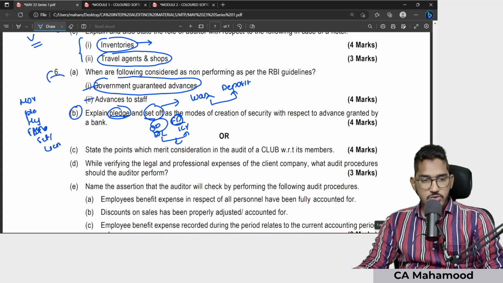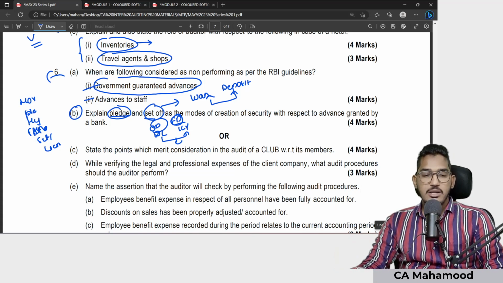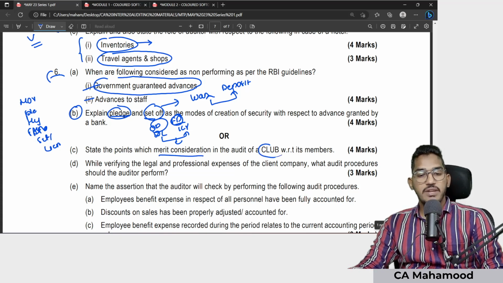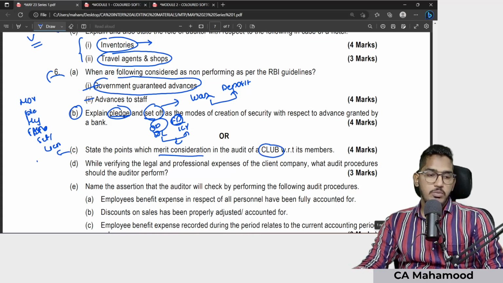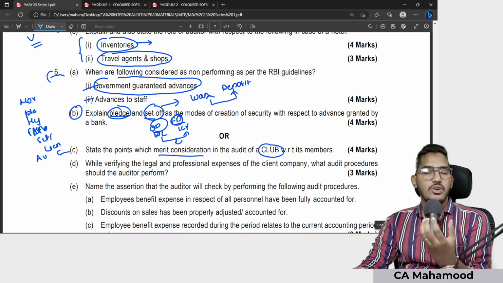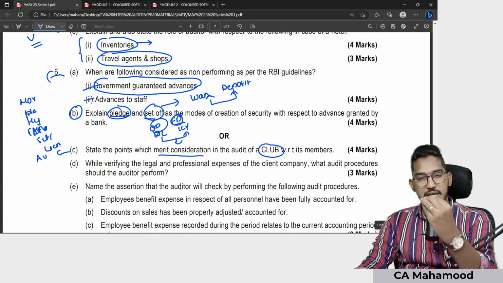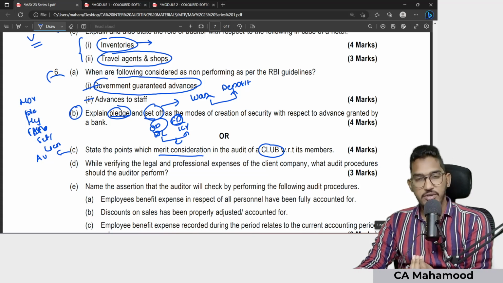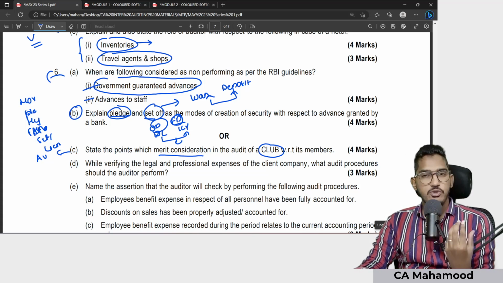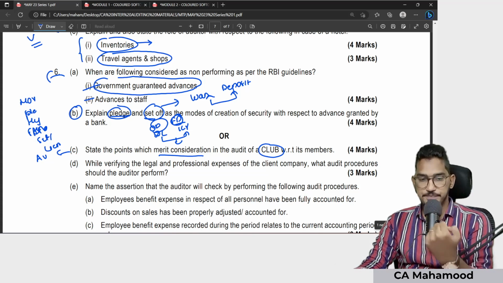Clear? And for this question there is a choice. What is that? State the points which merit consideration in the audit of a club. So this question is from audit of various entities. They are asking you to write a brief about how to conduct audit of a club. This we have discussed in a detailed manner. Even in the marathon you can refer to how to conduct audit of a club. A few specific points you are supposed to write here.